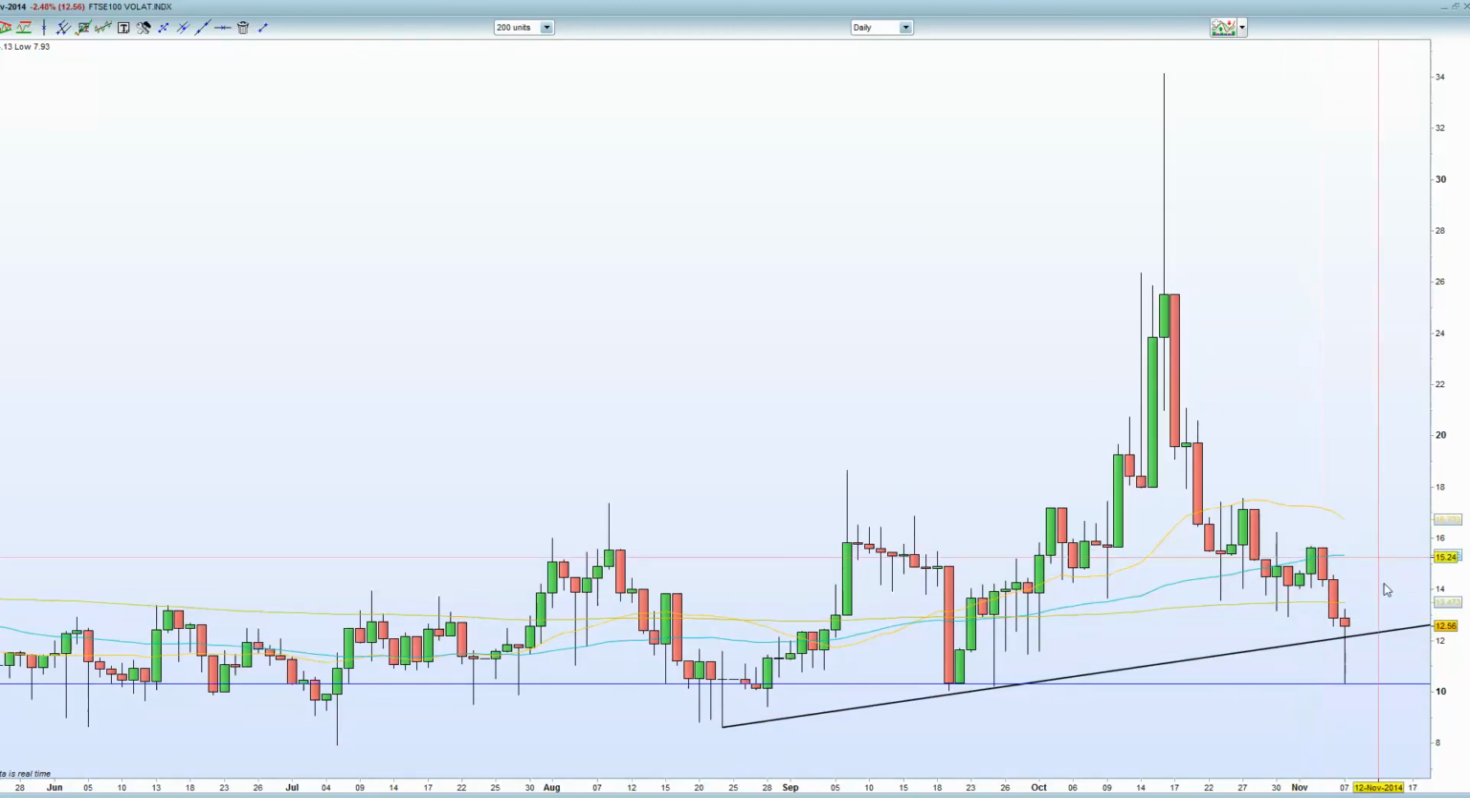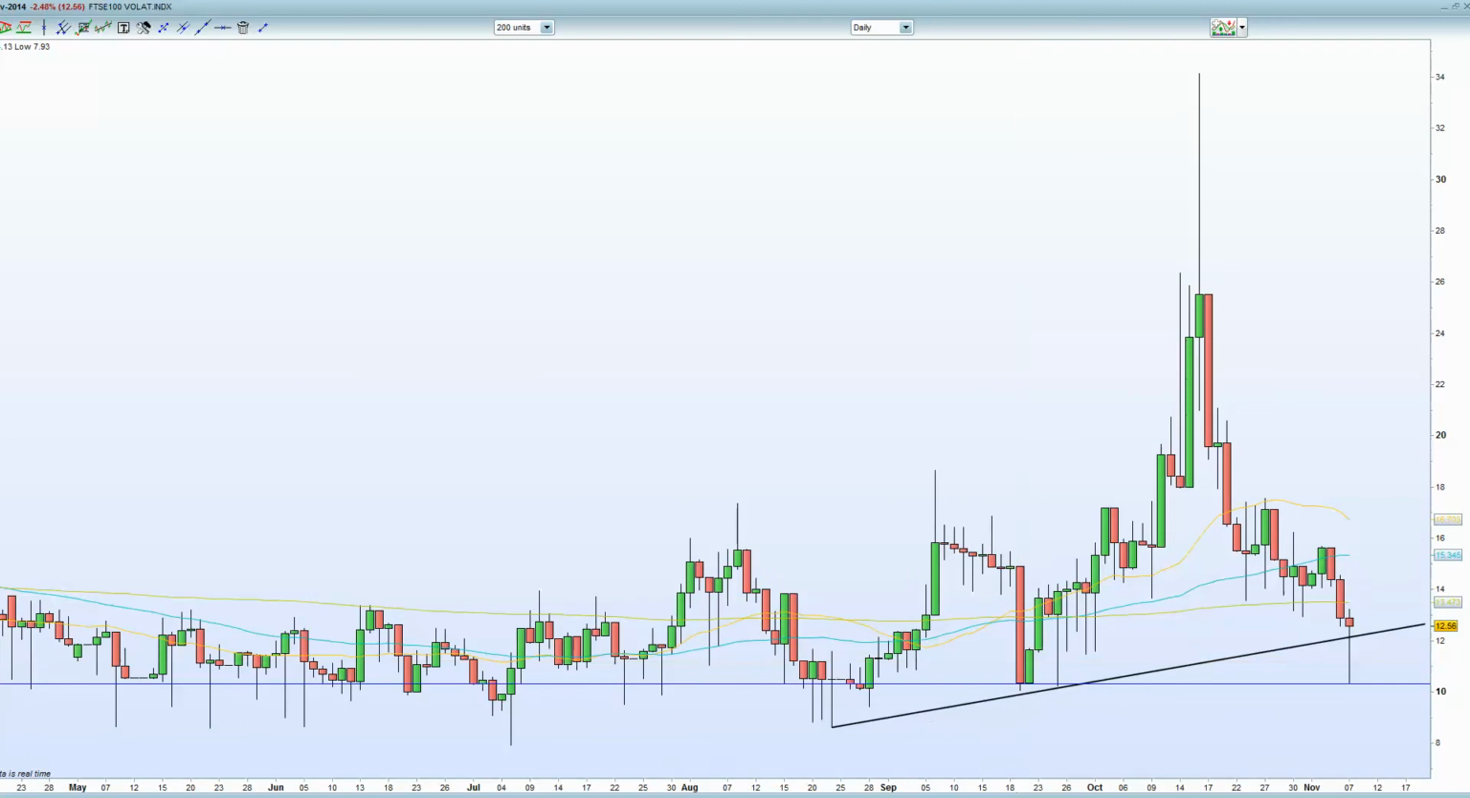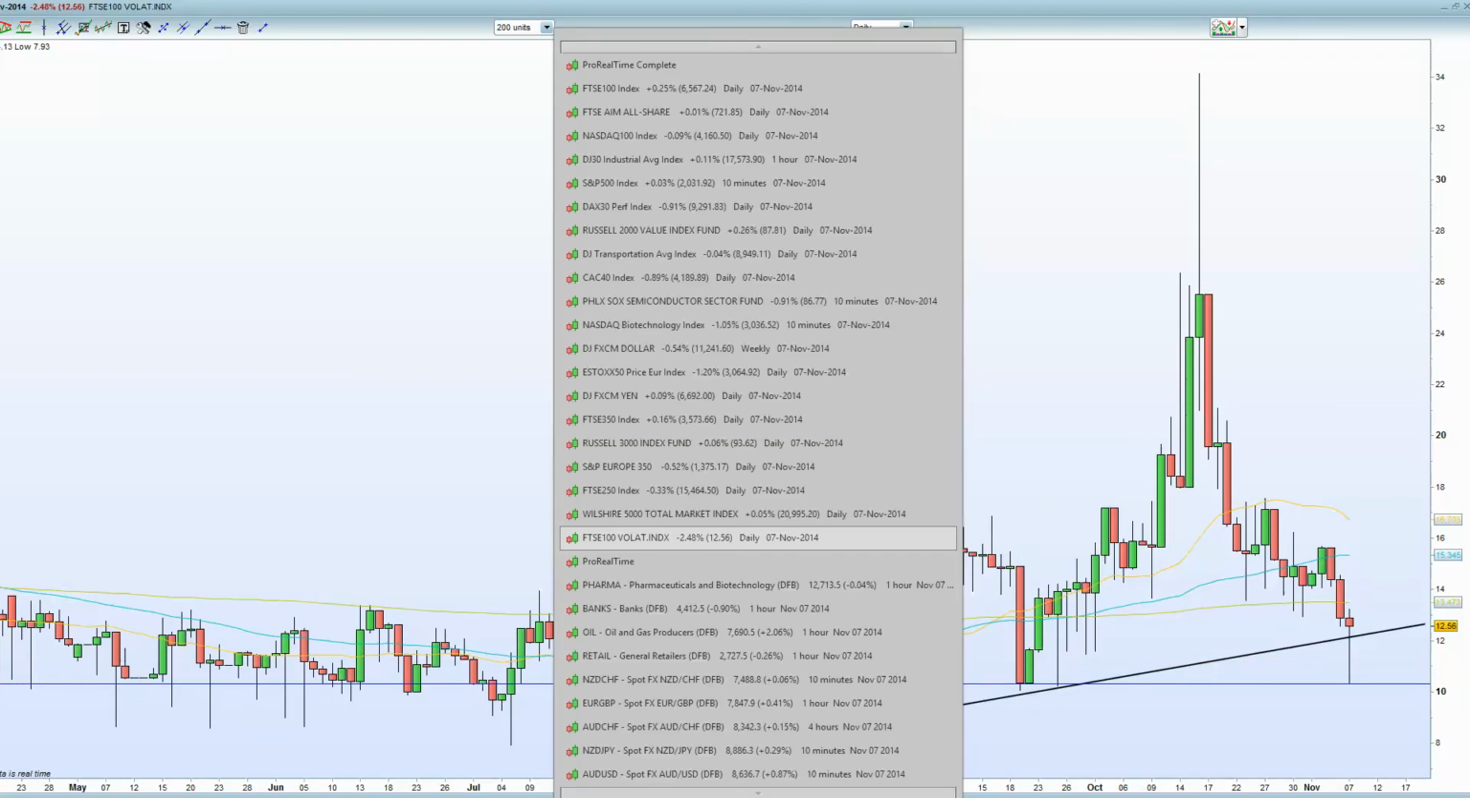And given the fact that we've put in a bottoming tail plus we've held this key trend line, that means this index will move higher. If this index moves higher, what will happen to the FTSE? Obviously, it will move lower. So this adds weight to the argument of the FTSE 100 moving lower going into next week. Okay, so bear that in mind.